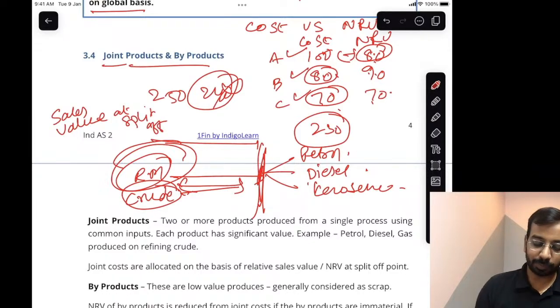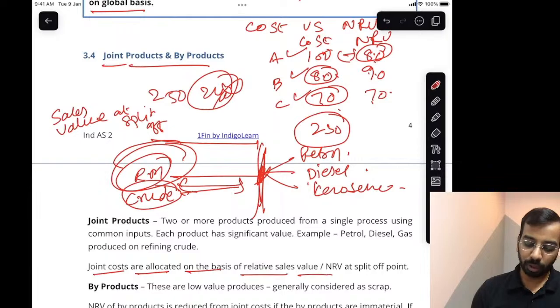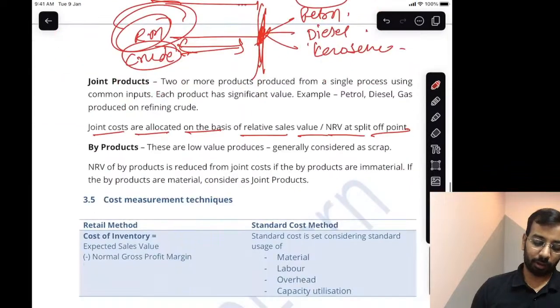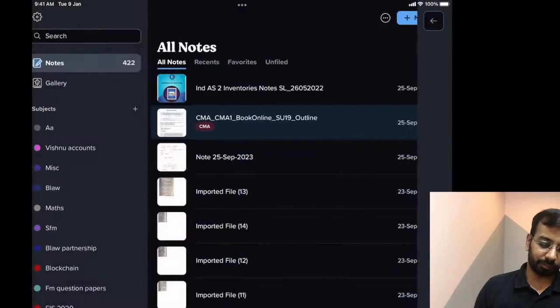Whatever is the sales, this is called the split off point. Whatever is the sales value at the split off point, on that basis you will allocate the joint cost. So joint costs are allocated on the basis of relative sales value NRV at the split off point. Now how do we calculate that? I'll do the working for you.